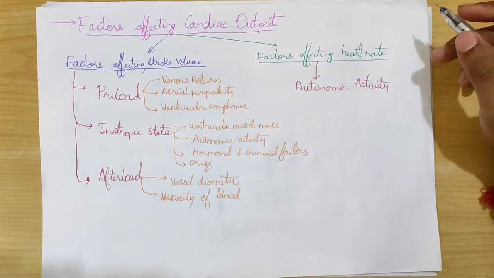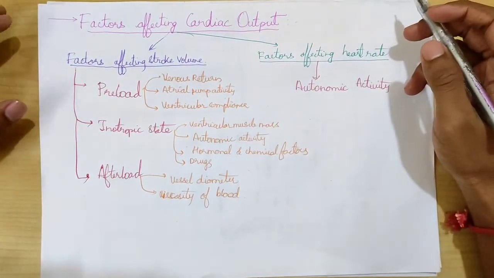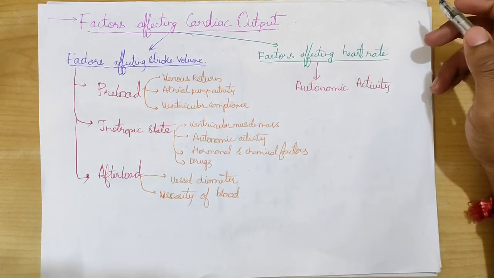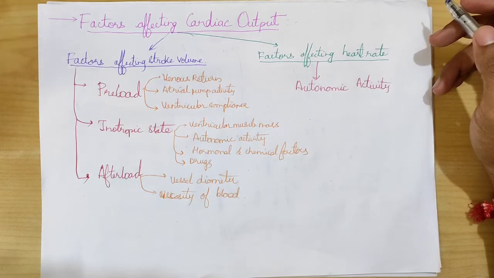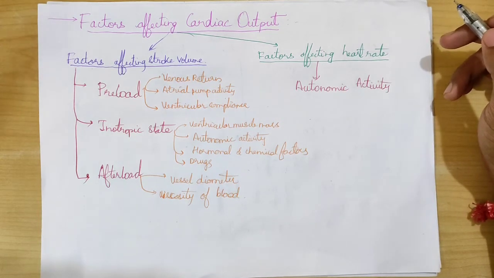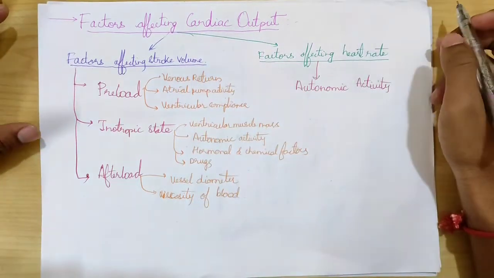Today I will be talking about the topic factors affecting the cardiac output. This is part 2 of the cardiac output video. In the previous video, cardiac output part 1, I discussed the factors regulating the cardiac output and also some important terms like cardiac output, cardiac reserve, stroke volume, and the methods to measure the cardiac output. So in this video we will be talking about the factors affecting cardiac output.